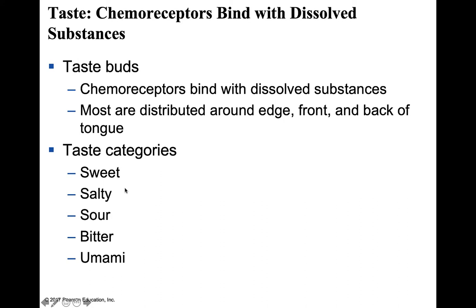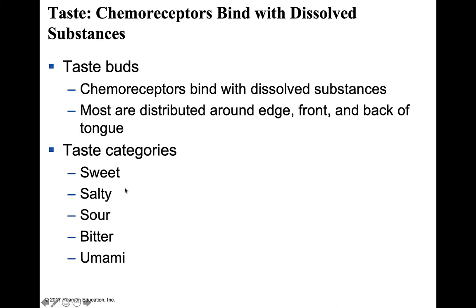Now, when we talk about taste, our ability to taste is due to taste buds, and those are chemoreceptors. And what they actually do, they bind with substances that are dissolved. And if we look at their primary location, they're distributed around the edge, front, and back of the tongue.